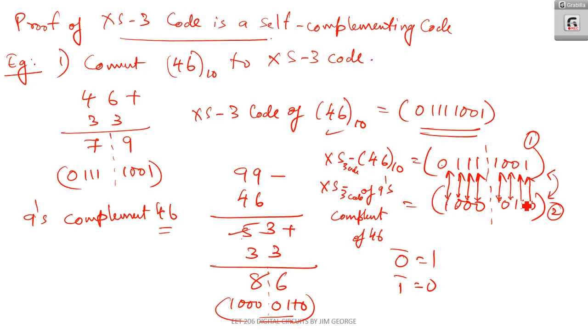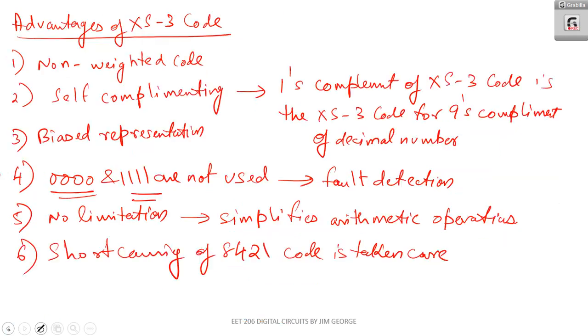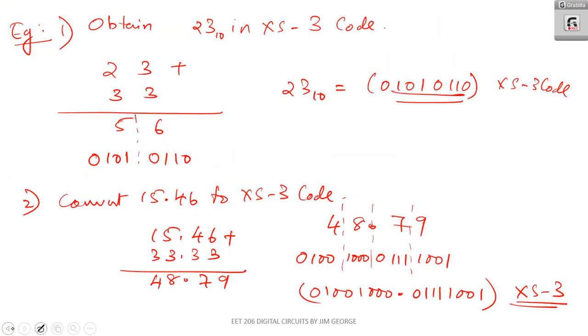Okay. Therefore what we can say? Therefore we can say that XS3 code is a self-complementing code. This proves that XS3 code is a self-complementing code. So with that I am stopping the lecture of XS3 code. So, a recap of this lecture.